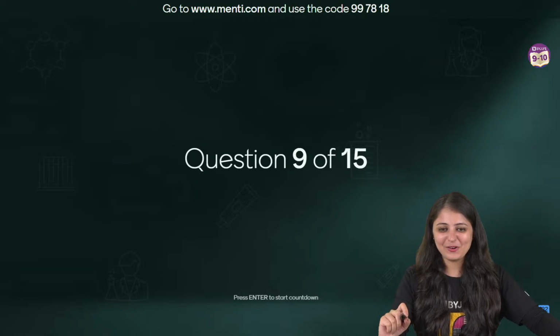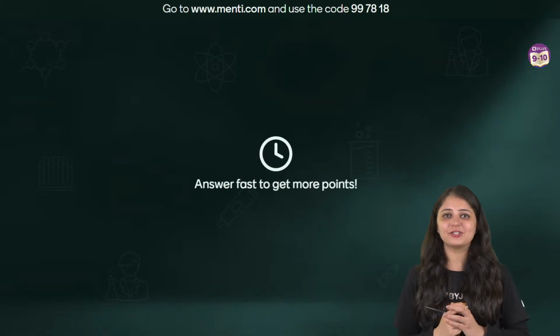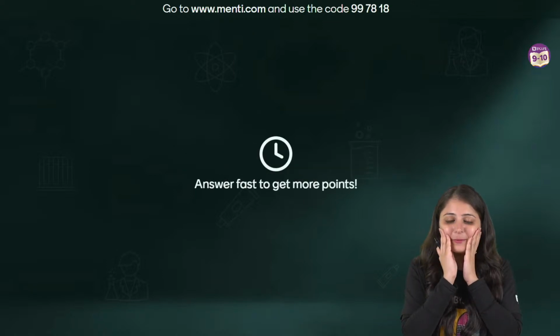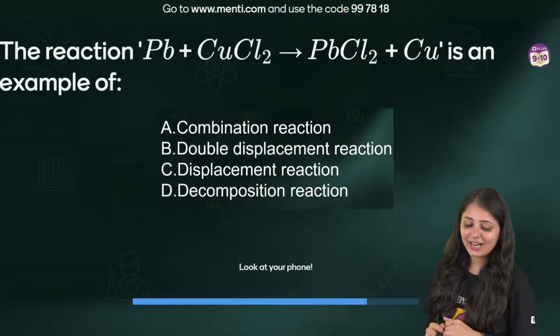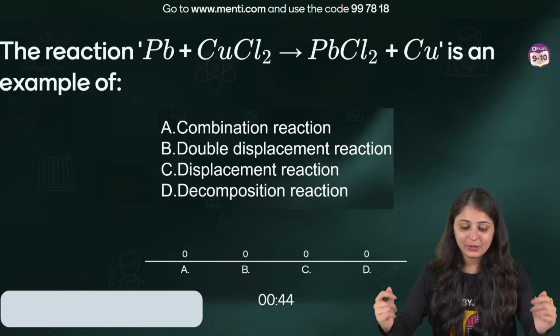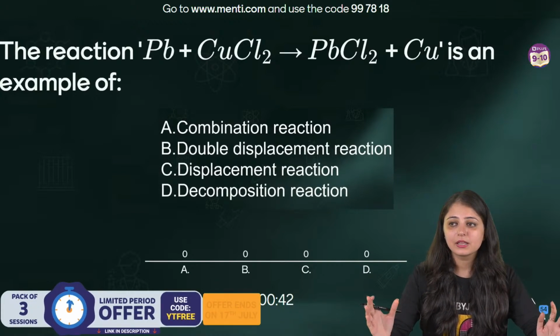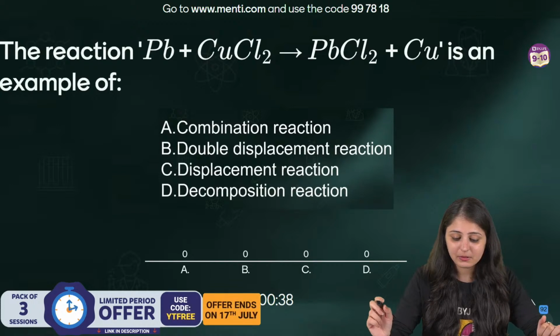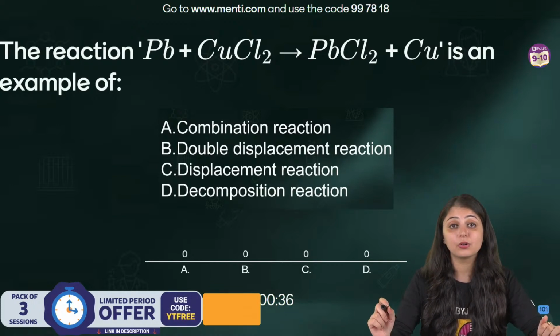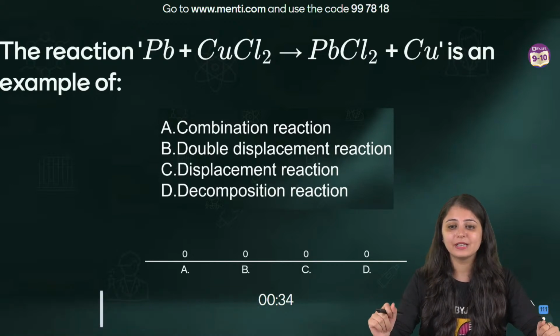All right, I hope you're fine. And we have question number 9. Let's see. Okay, bad rhyme. Quickly tell me the answer to this properly. A reaction is being given to you. You have to tell me the type of reaction that's taking place. Is it combination reaction, double displacement, displacement or decomposition? What's the type of reaction that is taking place?